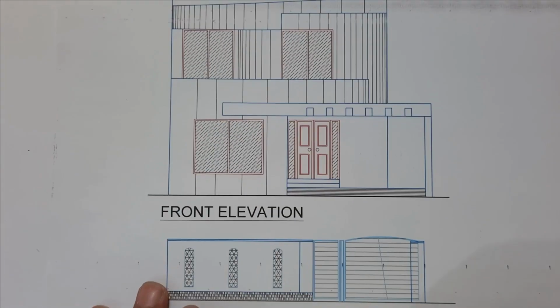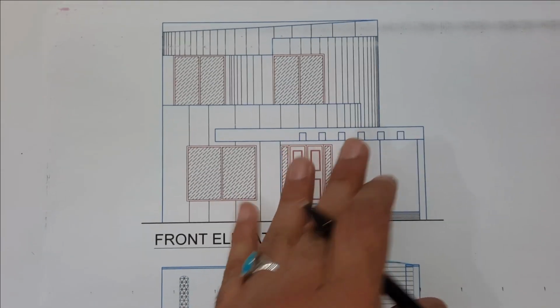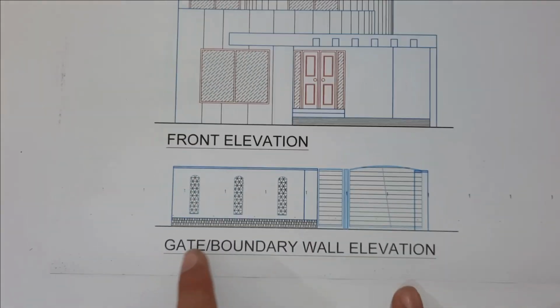Next guys, you can see this is its front elevation and 2D designing, you can see clearly, and this is the gate and boundary wall.